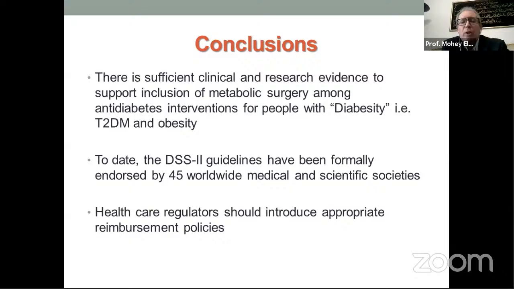To date, the Diabetes Surgery Summit 2 guidelines have been endorsed by 45 worldwide medical and scientific societies. And this means that the recommendations I talked about are now established worldwide. Maybe we need to discuss whether these procedures should be reimbursed and given to the patients.